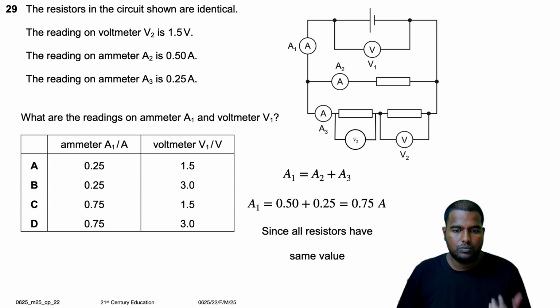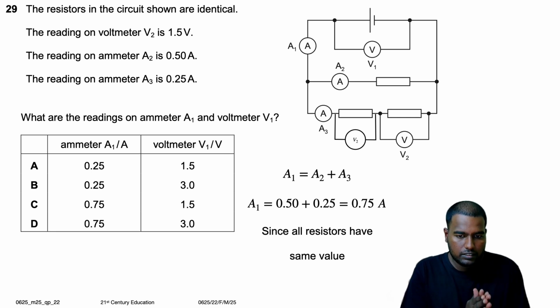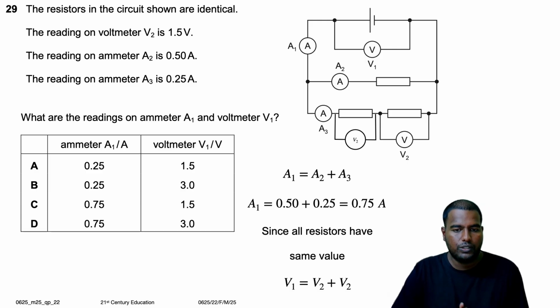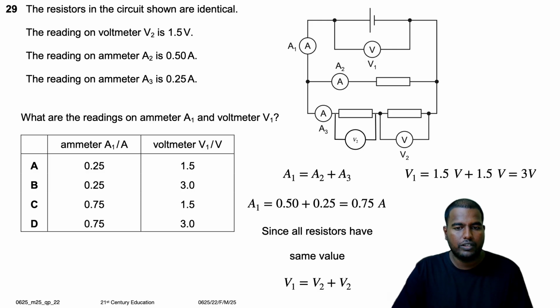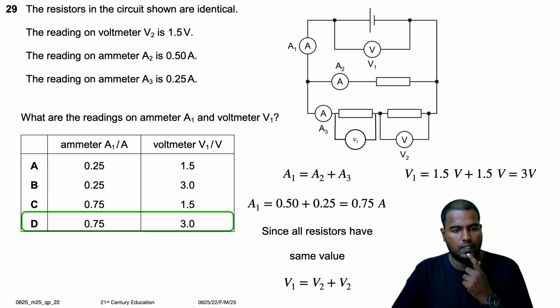So the voltage across battery V1 is just the voltage across resistor 1 and the voltage across resistor 2 in A3. Since both are the same, it's V2 plus V2, which is 1.5 volt plus 1.5 volt, 3 volt. So the voltmeter V1 reading is 3 volt and the ammeter A1 reading is 0.75 ampere. It's option D.